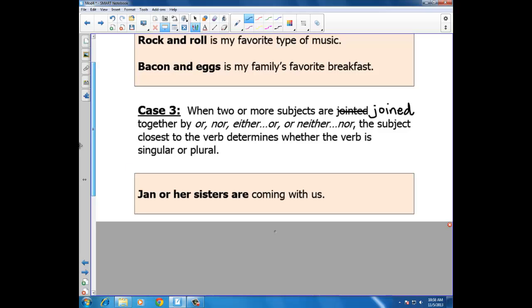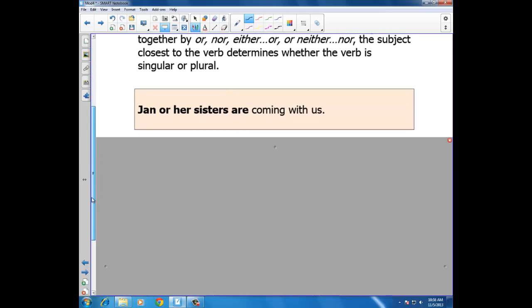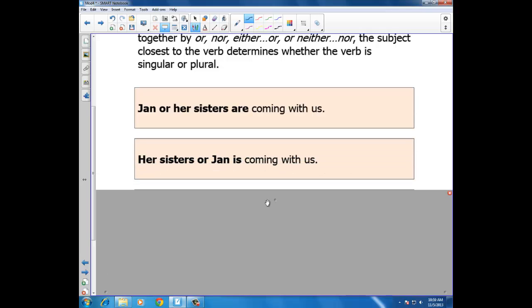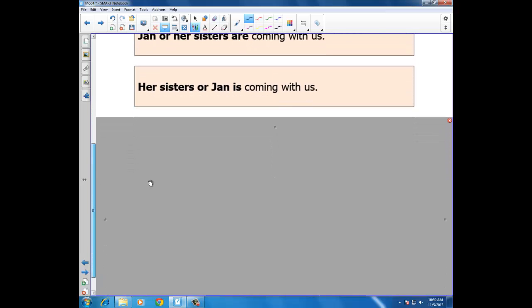For example, Jan or her sisters are coming with us. In this sentence, two subjects, Jan and sisters, are linked by the word "or." Since the subject sisters is closest to the verb and the word sisters is plural, then the verb is plural. It does not end in an S. However, if the sentence had been written, her sisters or Jan is coming with us, the verb would be singular with the S marker, since the subject Jan is closest to the verb.